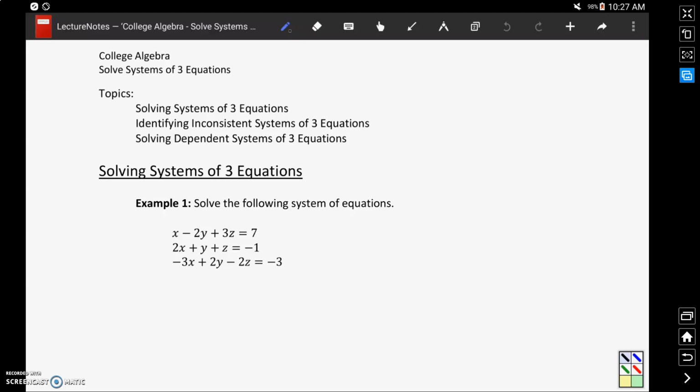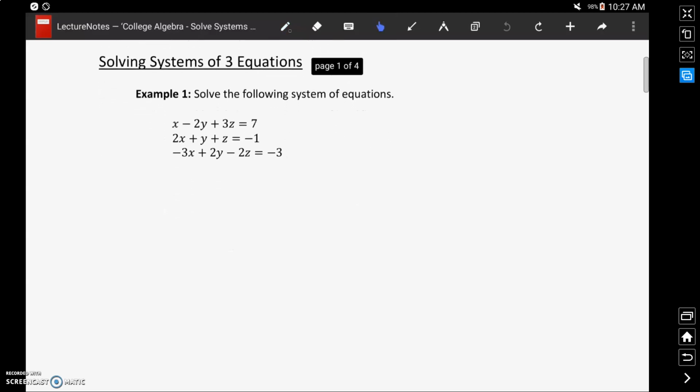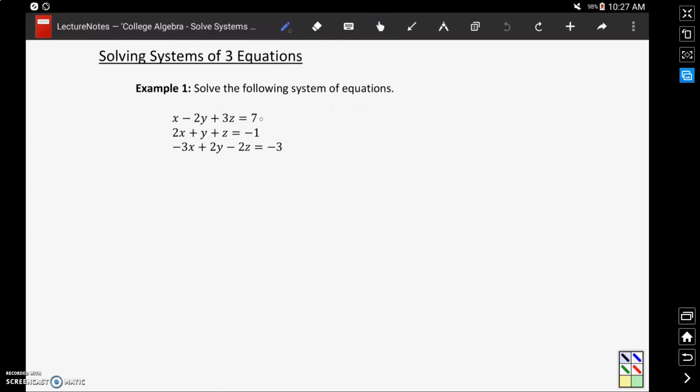The process for solving a system of three equations with three variables expands on the processes we've already established for solving a system of two equations with two variables. To start off with, in example 1, we'll number each of our equations to give us an easier method for referencing the three. And we'll outline our process that we'll use to solve this system.